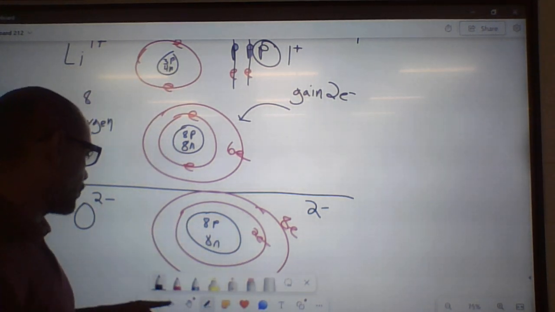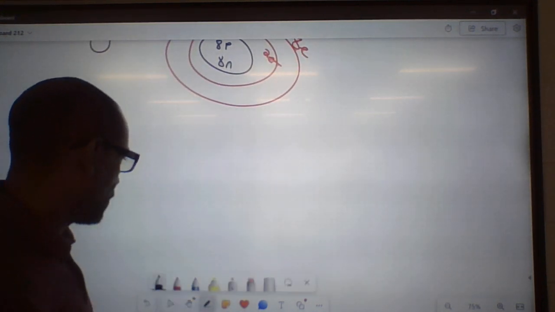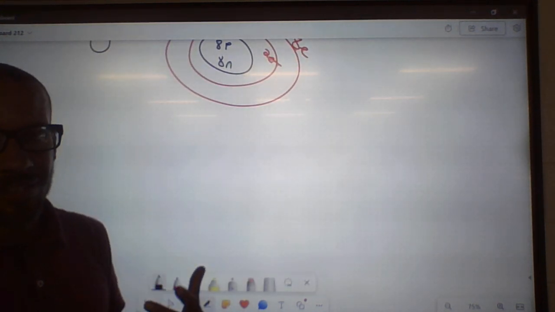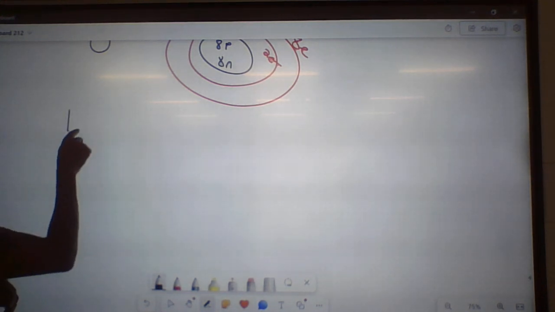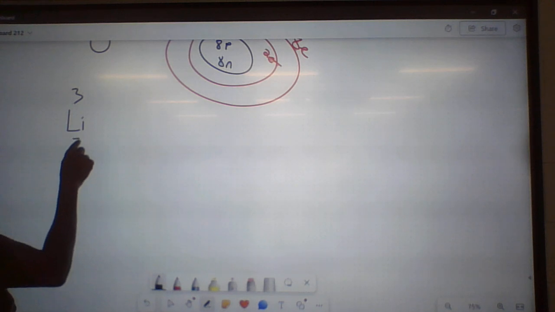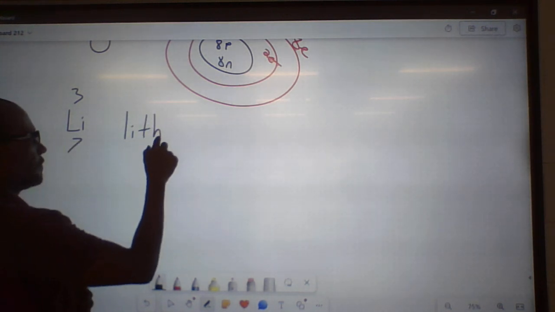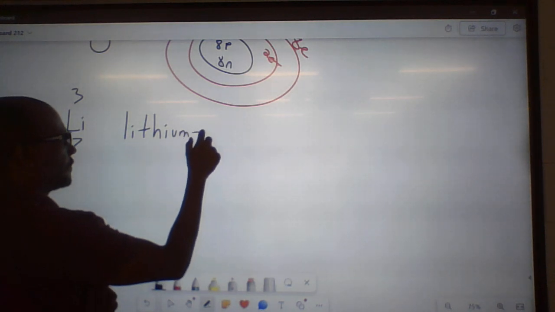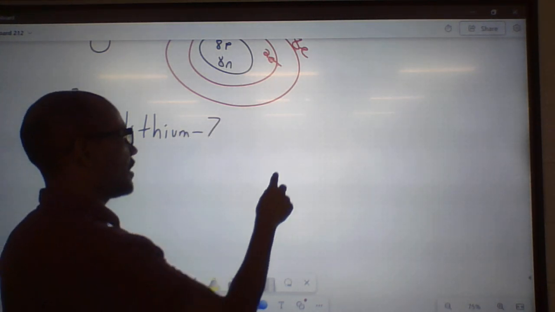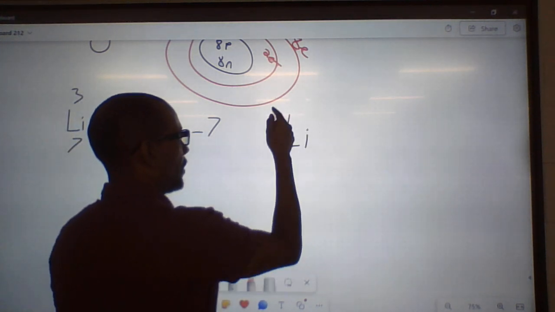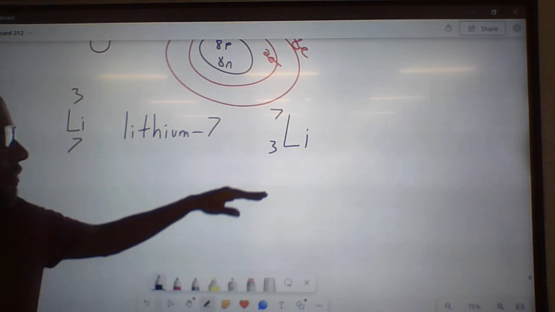Now for isotopes, for an isotope, we've lost or gained neutrons. So if we were to look back at lithium, lithium has 3 and 7. So this is lithium 3. I'm sorry, lithium 7. And if I were to write this in symbolic notation, this is lithium. And then we have the mass number at the top, atomic number at the bottom.